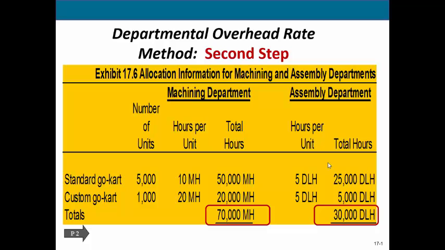So what we need to know now are, what are the total estimated hours for machine hours and for labor hours for each of the products that we make. So you can see here for the machining department, the standard go-kart is going to use 50,000 total machine hours, and the custom is going to use 20,000. So our denominator for the machining department's departmental overhead rate is going to be this 70,000 here. We then get the information for direct labor hours, and we've got our denominator here for the assembly department.